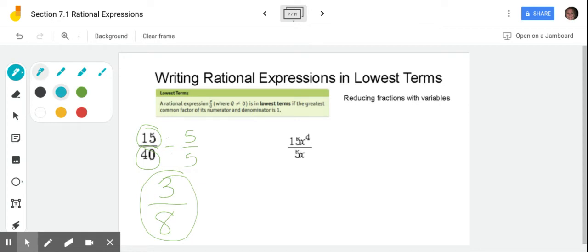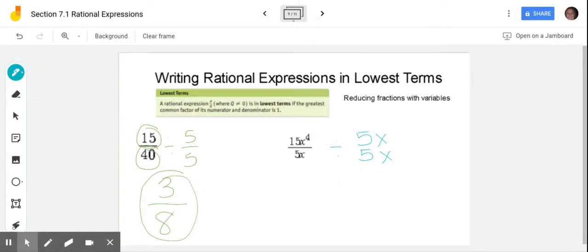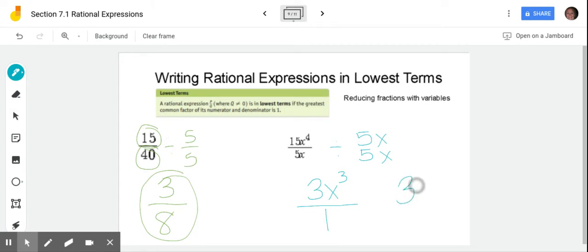Okay? 15x to the 4th and 5x. They have a GCF of 5x. So I'm going to divide the top and the bottom by 5x. So what I'm left with on the top is 3x to the 3rd, and what I'm left with on the bottom is 1. So 3x to the 3rd is my answer.